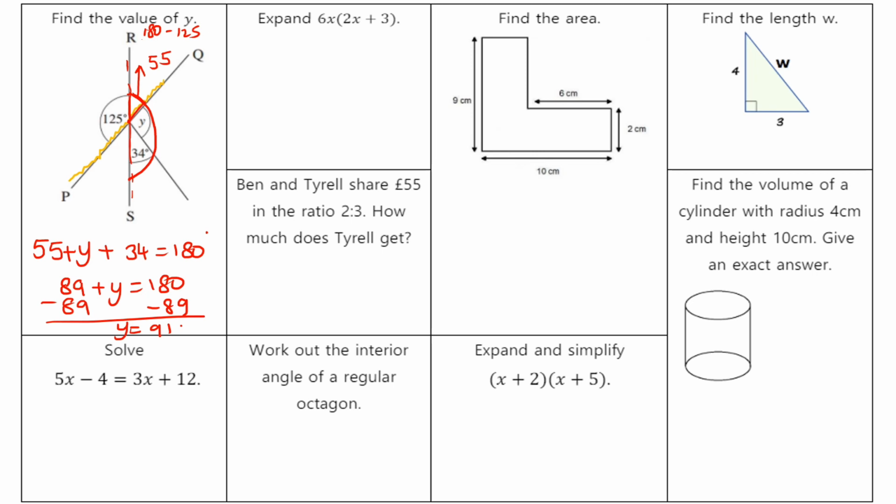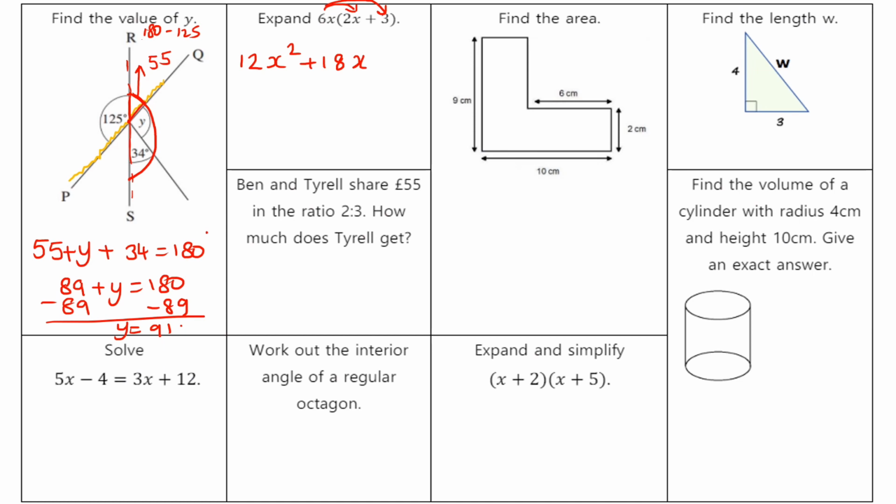Next question. Expand 6x(2x plus 3). Okay, 6x times 2x, 6 times 2 is 12. X times x is x squared. 6x times 3, so that's 3 lots of 6x, that is going to be 18x. Right, next question.